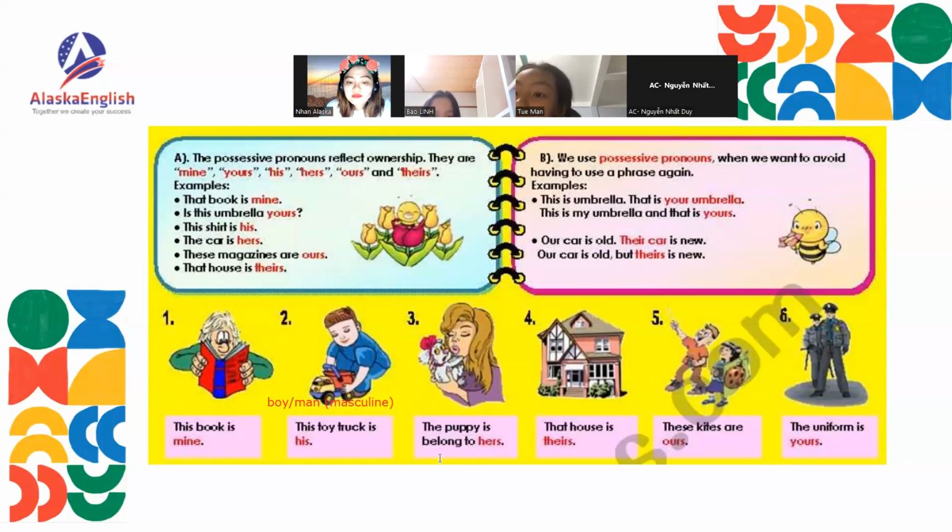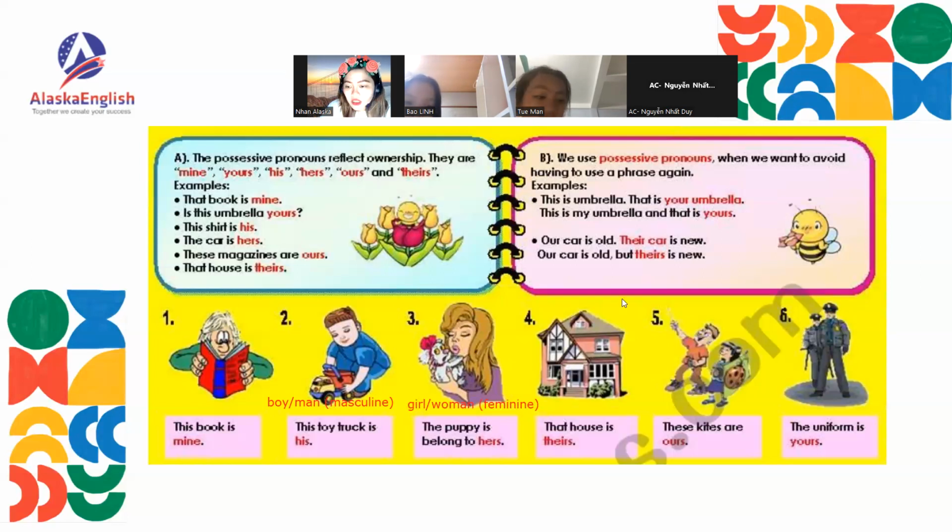The puppy belongs to her. Actually, you could also say the puppy belongs to hers, all right? How about hers? When do we use hers? Girl and woman. Girl or woman, or the feminine, all right? Now, how about with this?